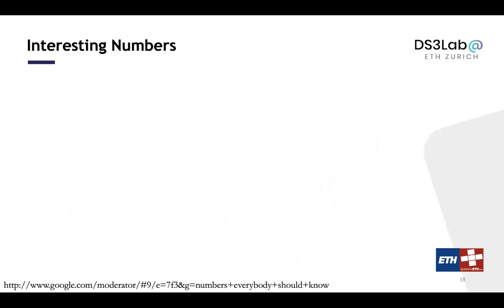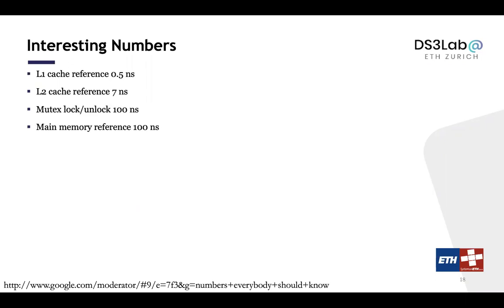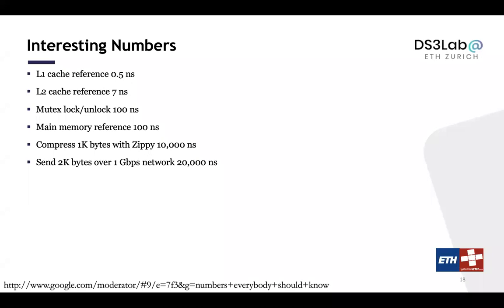So here are some numbers just to keep in mind. One L1 cache reference is in the nanosecond level. As you go down the hierarchy, it's getting slower and slower. L2 cache is much slower than L1. A memory reference is usually like 100 nanoseconds. Sending a piece of information through the network, you are talking about, for example, 20,000 nanoseconds. Sequentially reading, for example, 1 megabyte from memory, you go to maybe 250,000 nanoseconds.